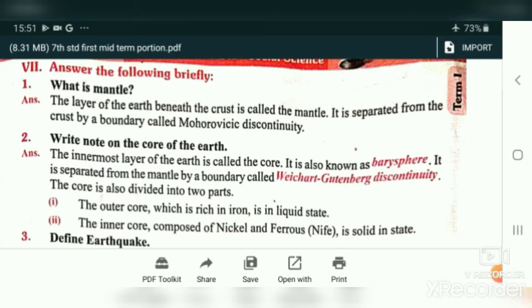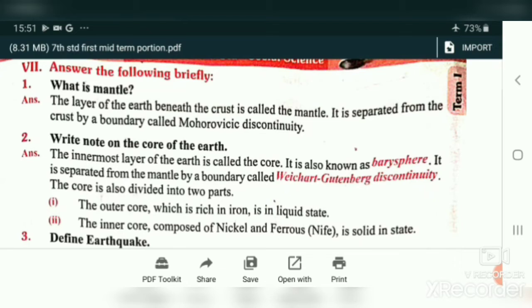Now we will revise the 2 marks. What is mantle? The layer of the earth beneath the crust. After the crust, that layer is called mantle. It is separated from the crust by a boundary called, already we have studied, Mohorovičić discontinuity. It's a boundary layer called Mohorovičić discontinuity.